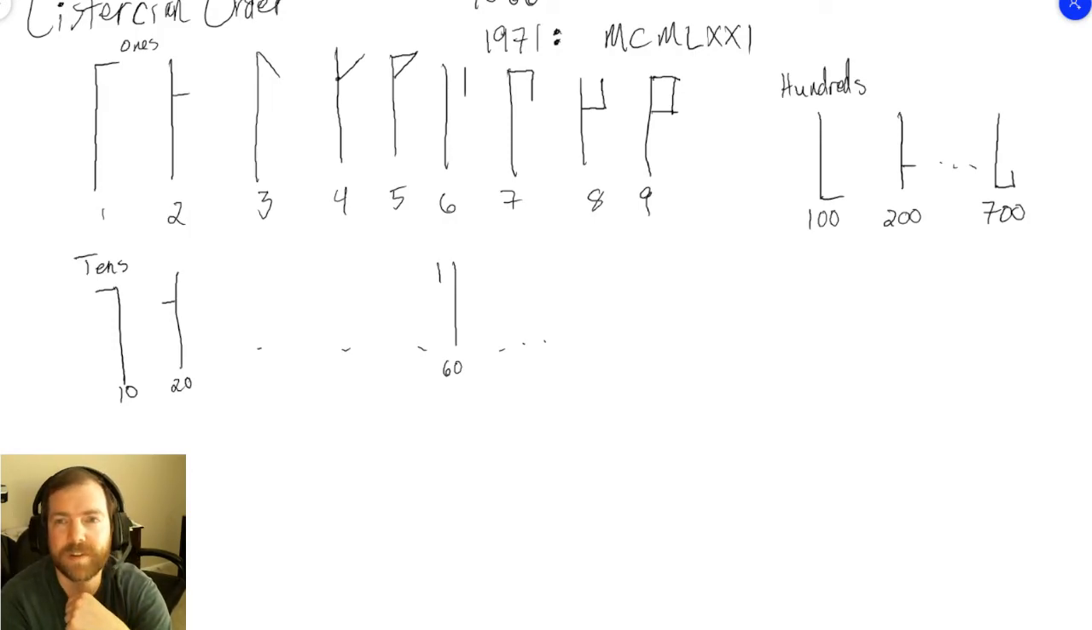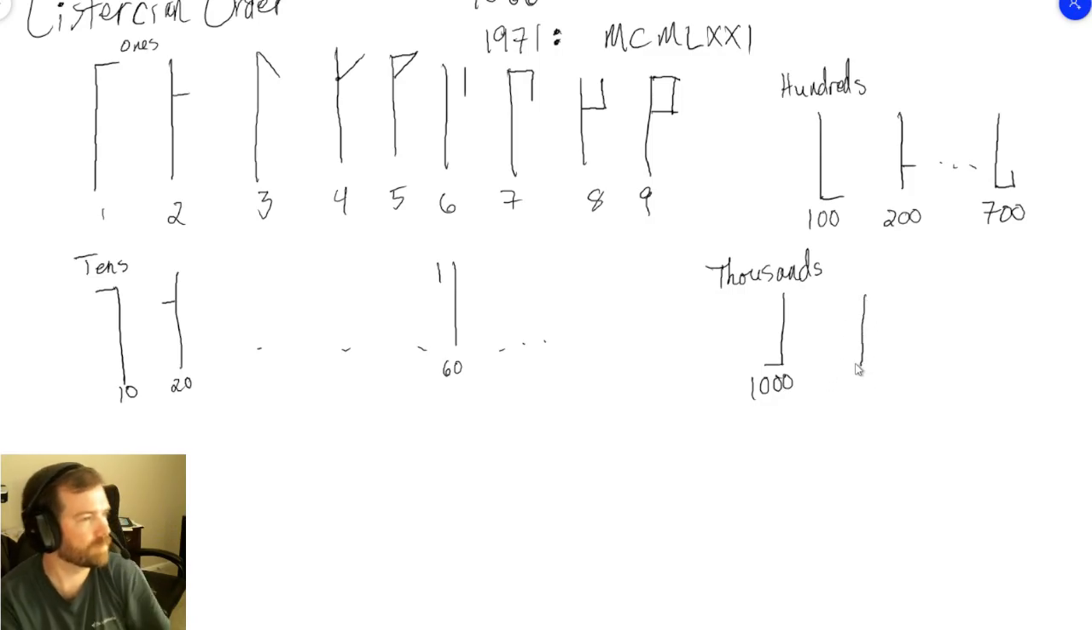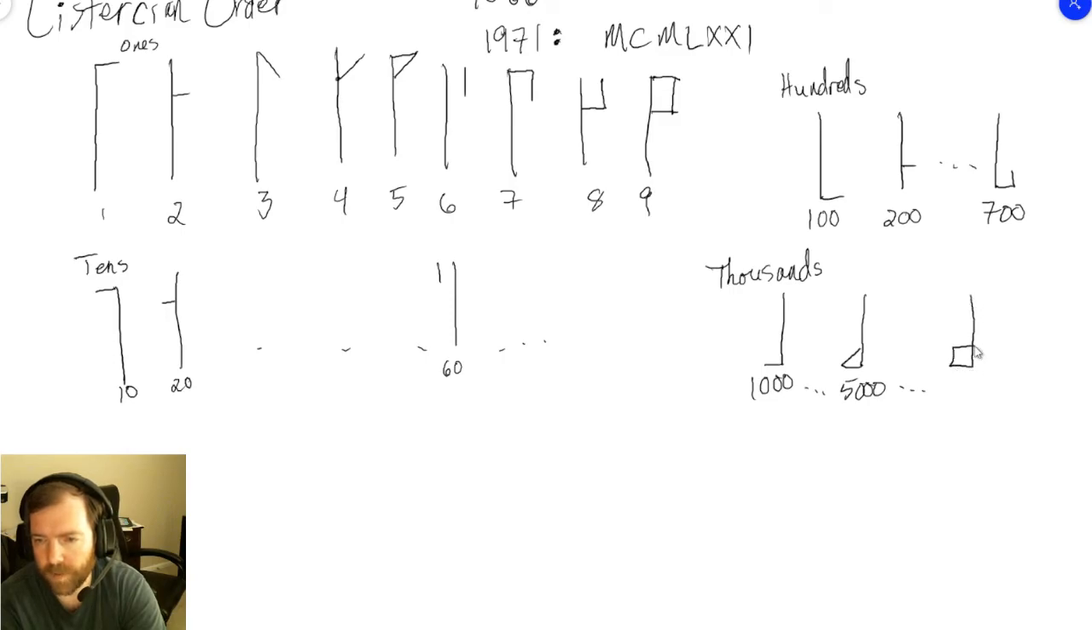All right, so we got 100, 200, 700 looking like this, and then thousands are at the bottom left-hand corner, so 1,000. Right. 1 and 4 makes 5,000. And flag at the bottom makes 9,000.